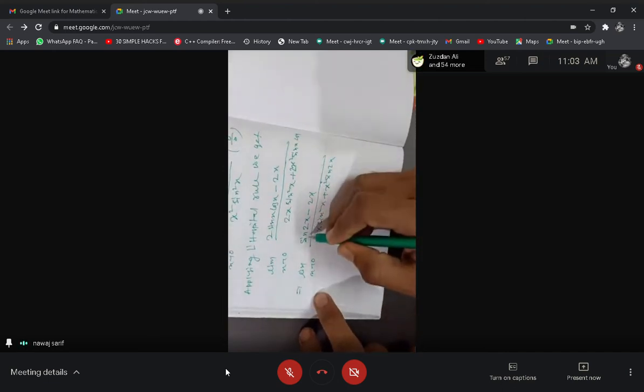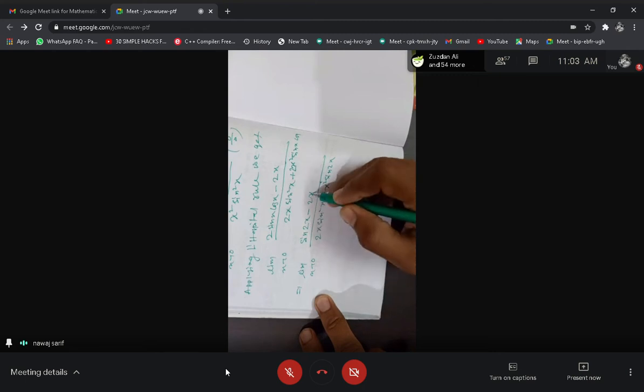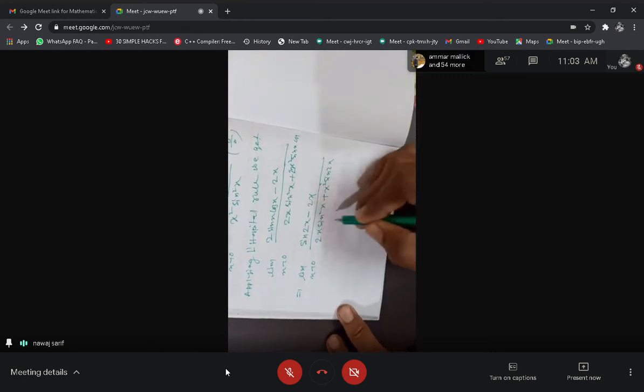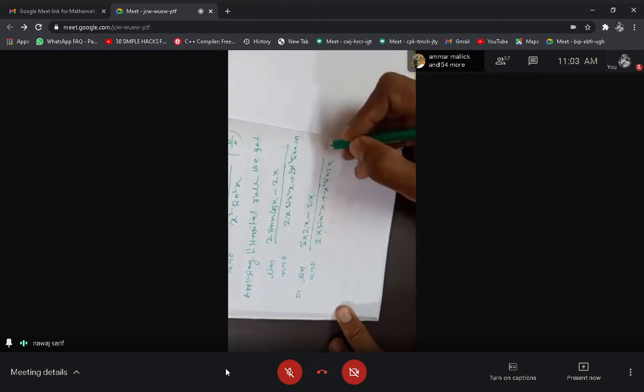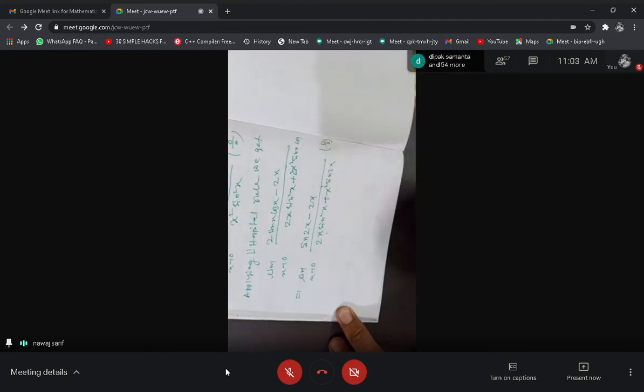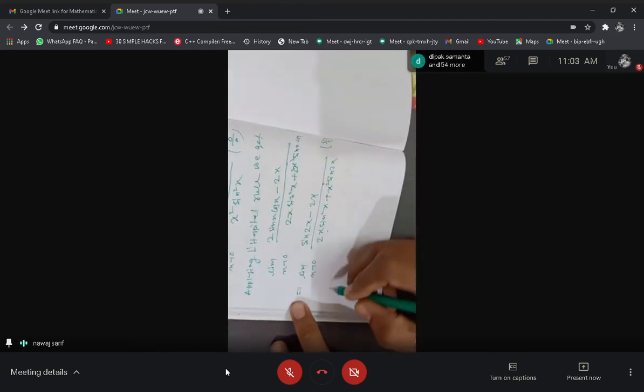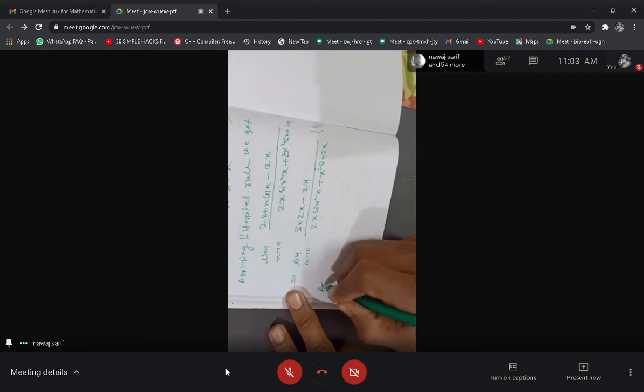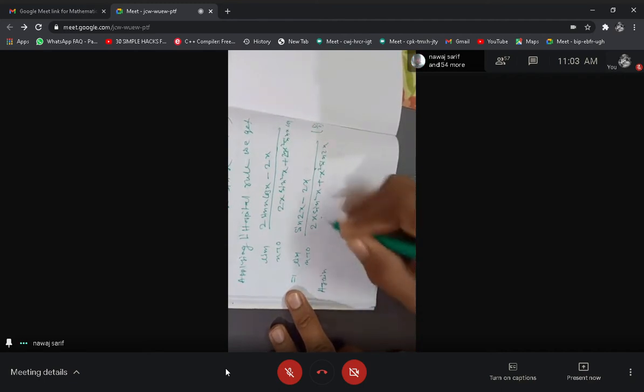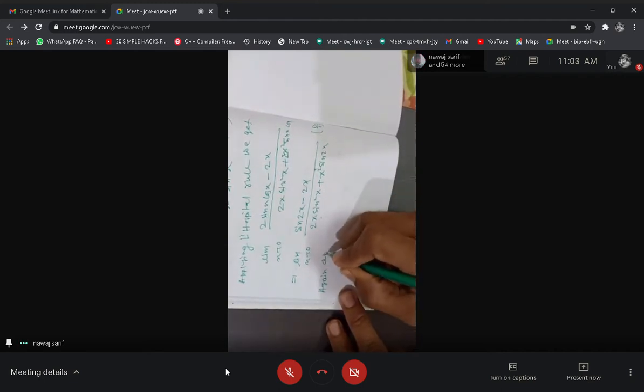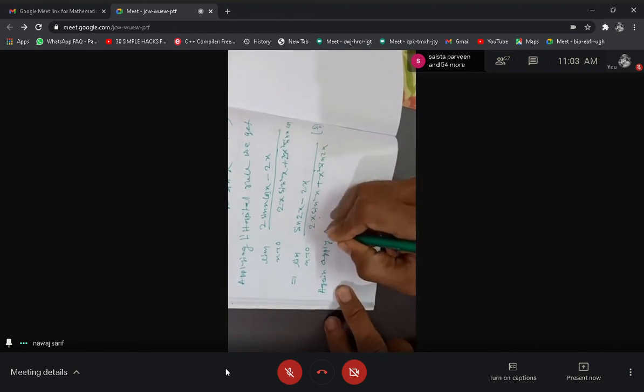Now apply the limit. What will be the limit? X tending to 0, this is 0 in the numerator and also 0 in the denominator. This is again the 0 by 0 case. So then differentiate again, apply L'Hospital rule again.